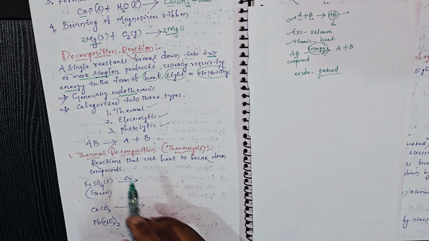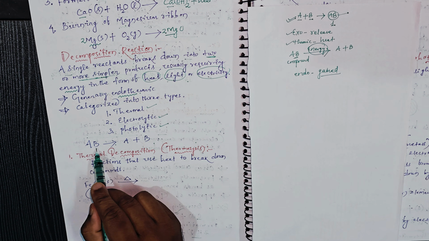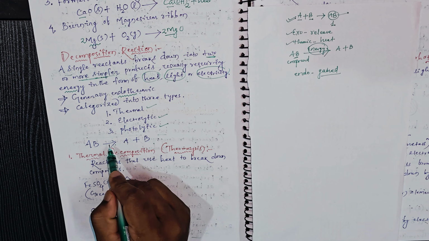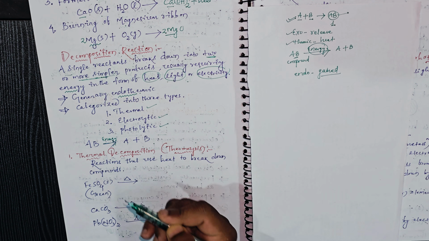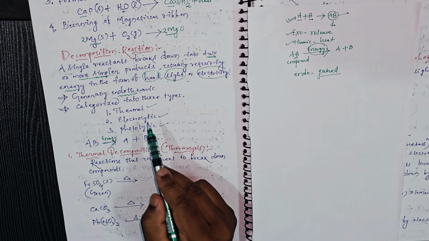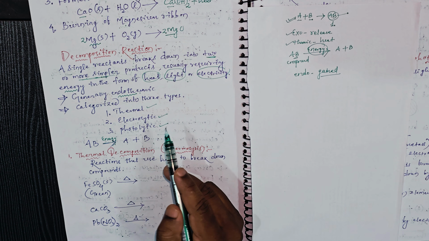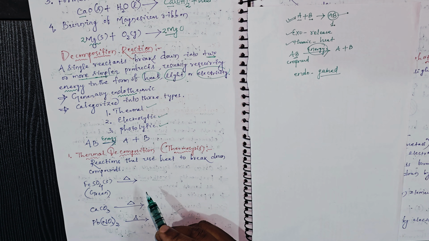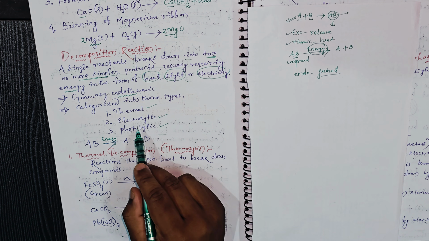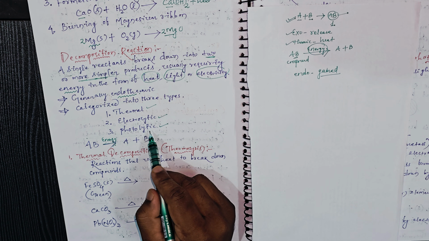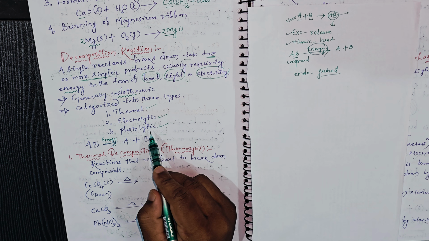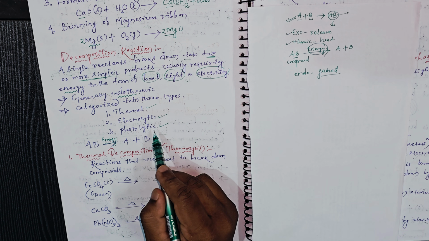Now this is the actual pattern as I was talking about. AB gives rise to A plus B. Above the arrow mark, you must apply some amount of energy. Again, I am repeating that energy could be thermal, electrolytic, or photolytic. Thermal means you have to heat the substance, like in the presence of a burner or gas. Electrolytic means you have to break the substance by applying electric current. And photolytic means in the presence of sunlight, if something breaks down, that is called photolytic. So step by step, let's proceed.